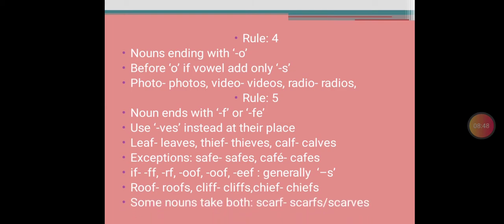These are somewhat different plural forms. Some nouns are also very strange. They behave strangely. They take both s as well as ves. Scarf. Then we can say scarves as well as scarfs. So that is how nouns in plural behave.